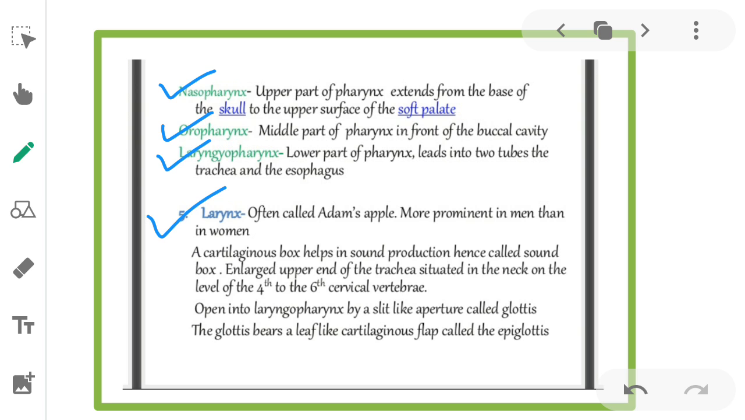It is the enlarged upper end of the trachea situated in the neck at the level of the 4th to 6th cervical vertebrae. The larynx opens into the laryngopharynx by a slit-like aperture called the glottis, and the glottis bears a leaf-like cartilaginous flap called the epiglottis. During swallowing, the glottis is covered by the epiglottis. Why? To prevent the entry of food into the larynx.